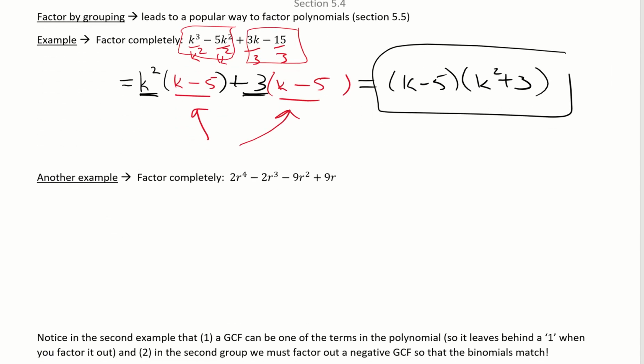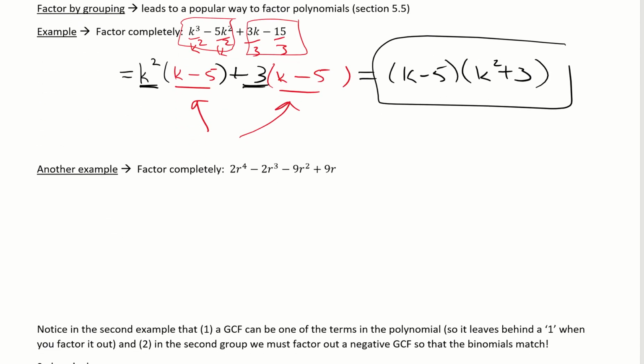Here's another example. Now watch this one closely because you're going to see something a little bit different. Okay, I'm going to box the first group. I'm going to box the second group like that. I'm going to look for a GCF in the first group. So we're going to go, what is the GCF? All right. Can you see it in the first group? Let's see. What can we take out of both? It looks like a 2 and an r cubed. Do you see that? 2r cubed.